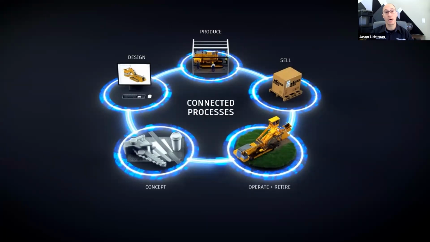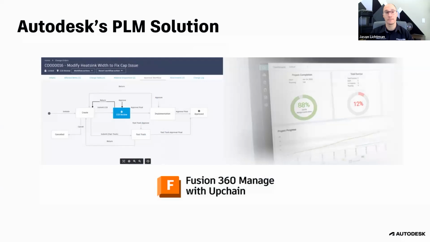And Autodesk does have a solution that does this. It's called Fusion 360 Manage with Upchain. And if you've been a fan of Autodesk for a while now, you might know that we've had a product called Fusion 360 Manage, formerly called Fusion Lifecycle. And then recently we acquired a company called Upchain that is now part of Autodesk. And so the offering that we now provide is Fusion 360 Manage with Upchain.